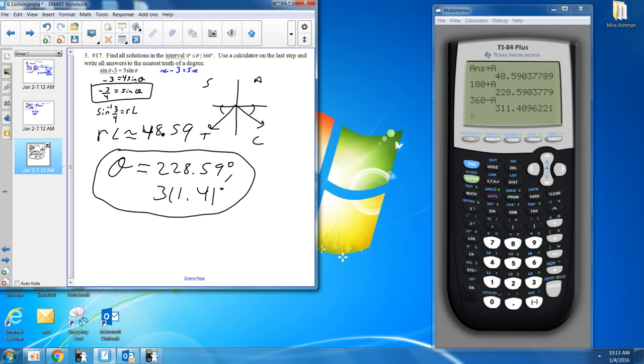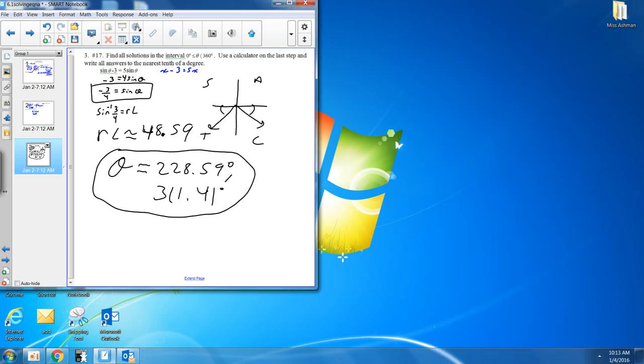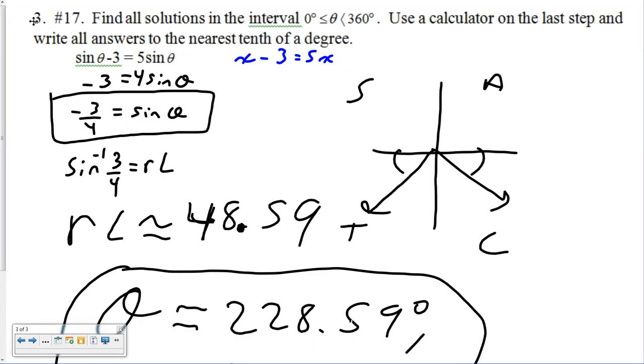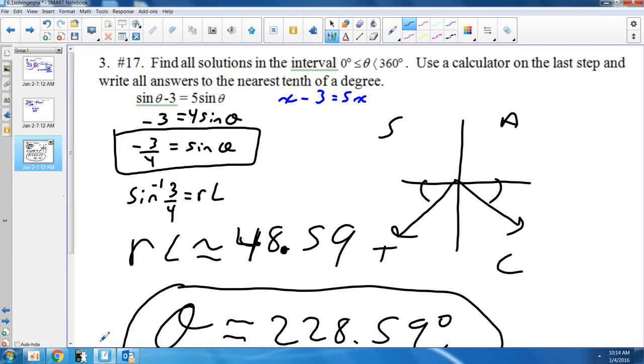One last thing on this, so I'm done with this, I want to show you how you would write this for all answers. And so to write this for all answers, we'll just do it up here. You have two answers, and so what I want to do is say one of my answers is going to go here, and then I'm going to add 360 to that one all the way around, and then the second one is going to go here, and I'm going to want to add 360 to that one as well. So in this case, you have to actually write it as two separate ones.